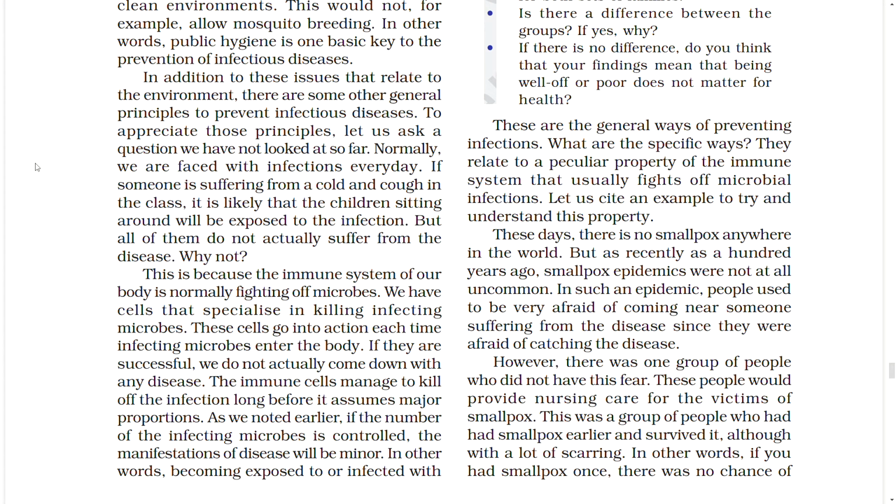These are the general ways of preventing infections. What are the specific ways? They relate to a peculiar property of the immune system that usually fights off microbial infections. Let us cite an example to try and understand this property.